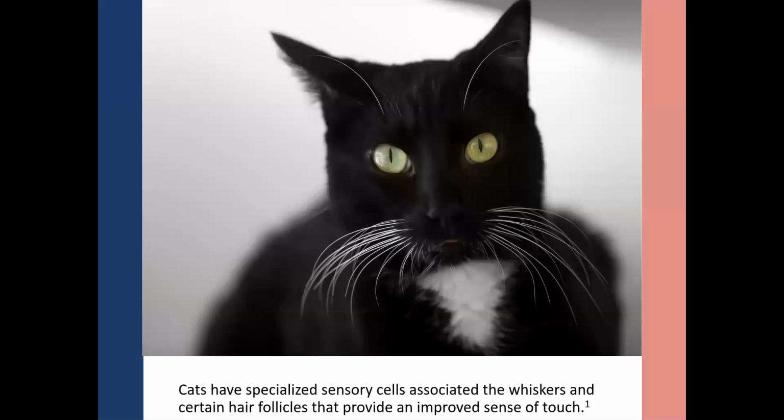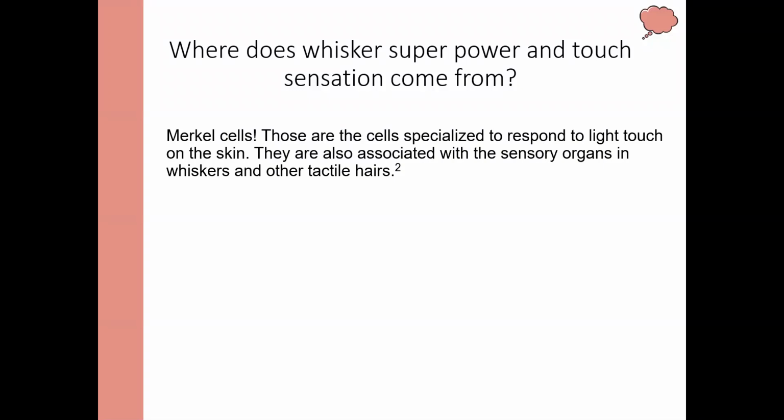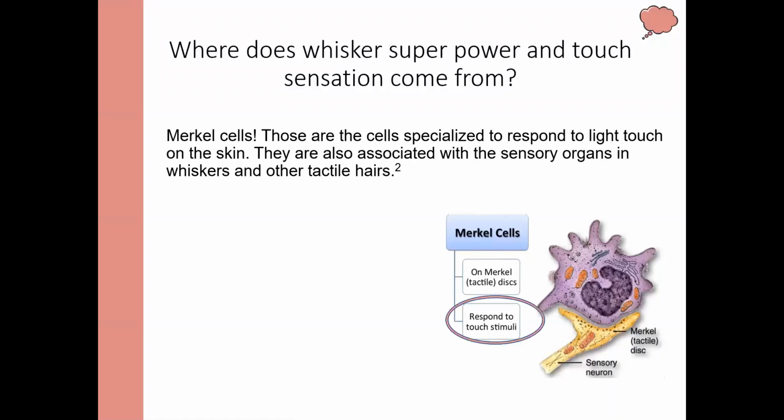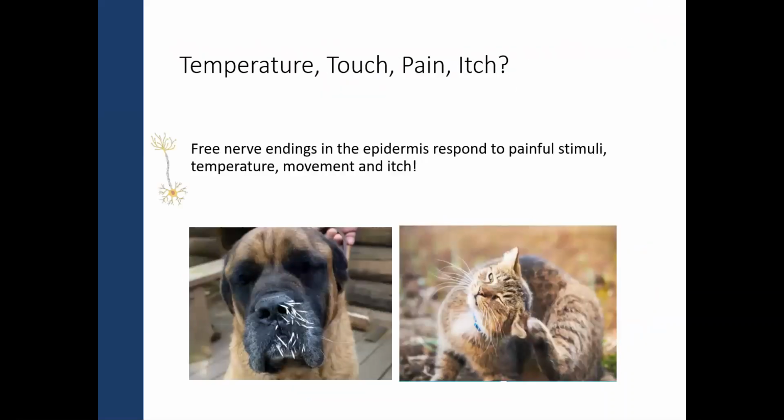Cats have specialized sensory cells associated with the whiskers and certain hair follicles that provide an improved sense of touch. Where does that whisker superpower and touch sensation come from? The Merkel cells. Those are the cells specialized to respond to light touch on the skin. They're also associated with the sensory organs in whiskers and other tactile hairs. Free nerve endings in the epidermis respond to painful stimuli, temperature, movement, and itch.